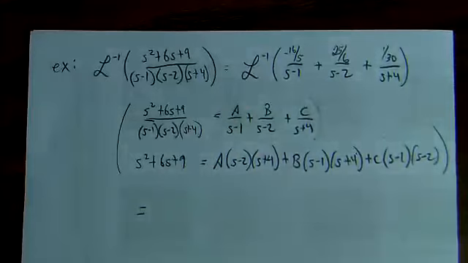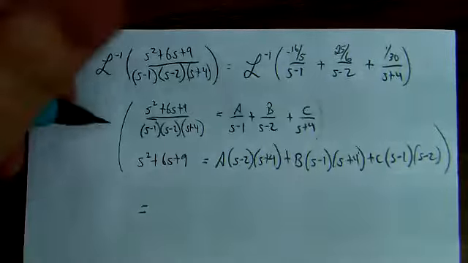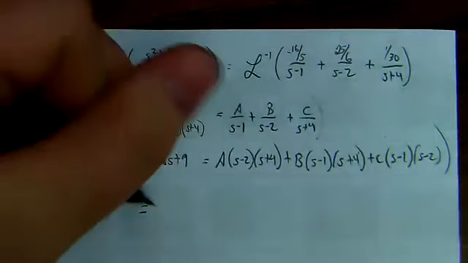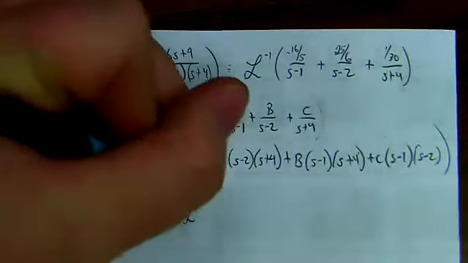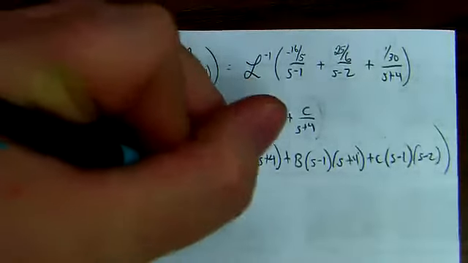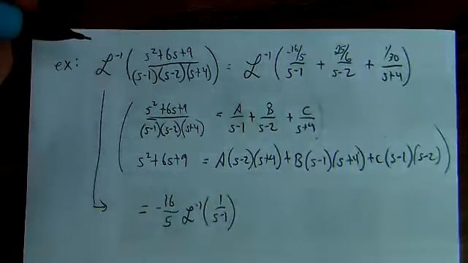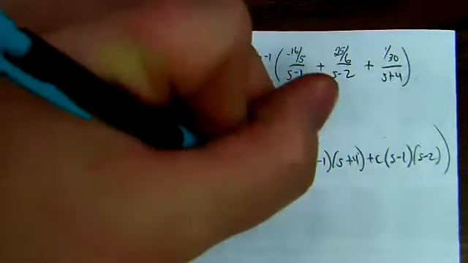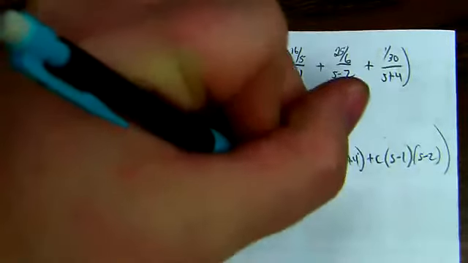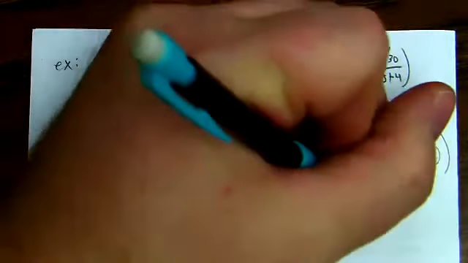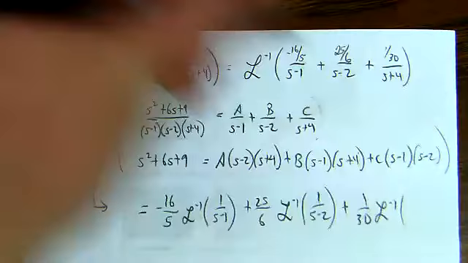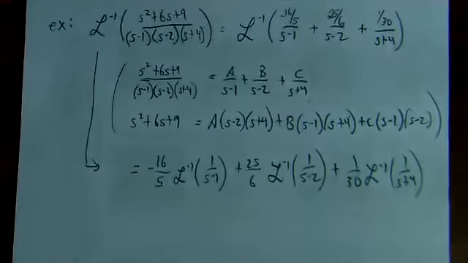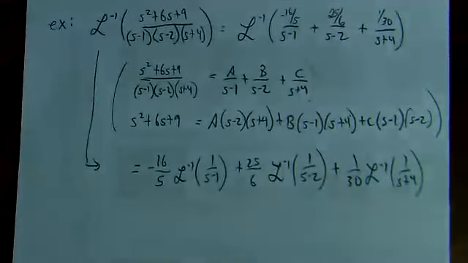And so now I see addition very prevalent here. So I'm going to break this across into 3 inverse Laplaces. I'm also going to take out the constant multiples. So I get negative 16 over 5 times the inverse Laplace of 1 over s minus 1 plus 25 over 6 times the inverse Laplace of 1 over s minus 2 plus 1 over 30 times the inverse Laplace of 1 over s plus 4. And I pulled out all the constants here.